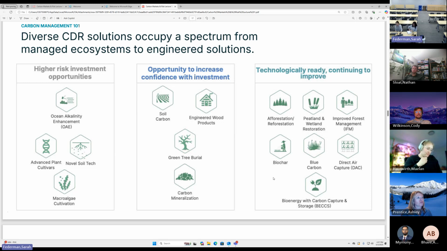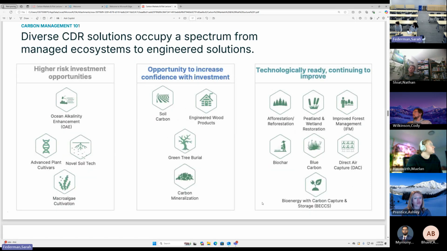And then we have technologies where we feel like these can be generating verifiable carbon credits, and we're still improving MMRV or other aspects. So these are ready, they're getting to scale on the market, they are being transacted, as are some of these other ones. But we think that they're ready to generate high quality credits. And these are going to be things like planting new trees, peatland and wetland restoration, improved forest management, direct air capture, biochar, and bioenergy with carbon capture.